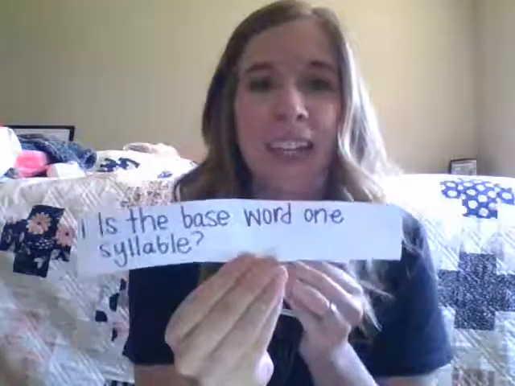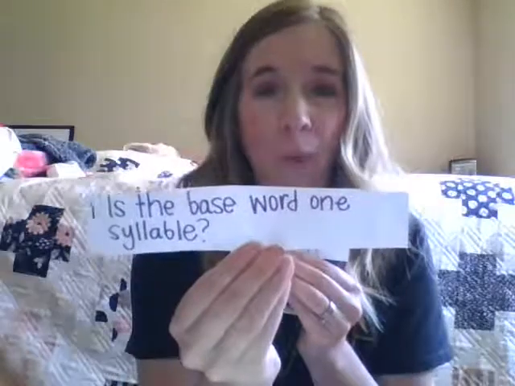Now that we know those 4 rules, let's talk about them for a minute. Let's go back to our word winning. In winning, we see that we double that consonant in the middle, and we're going to learn how to understand why we did that. Our first question was, is the base word one syllable? Our base word of winning is just win. Is win one syllable? Yep, so we know that rule applies.